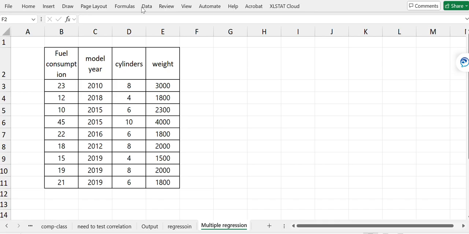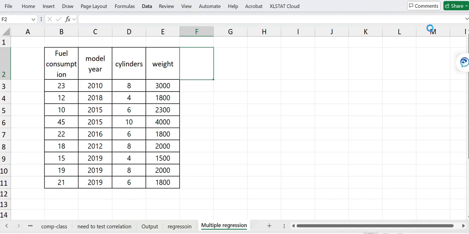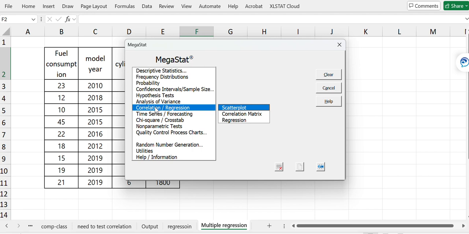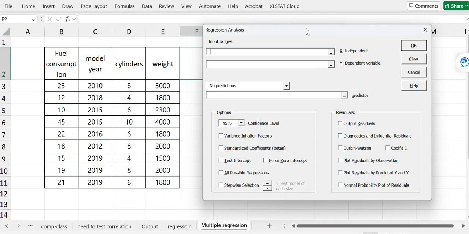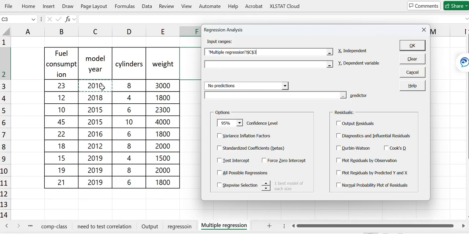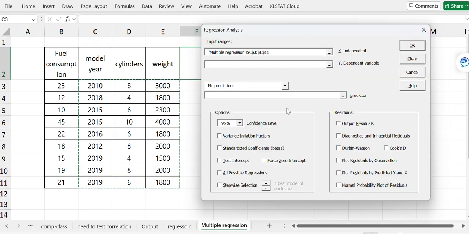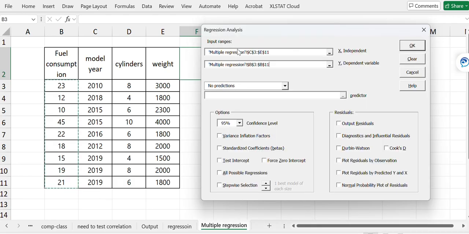So what do I do? I go to Data, go to MegaStat, Correlation/Regression, Regression. Click on regression and it will ask you what is the X, what is the Y. So which is our X? We have 3 X, right? Select all three of them. We have only one Y. Always remember, there will be only one Y. You will not have multiple Ys.